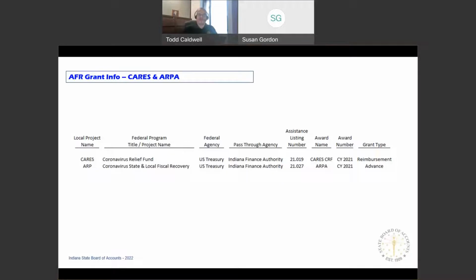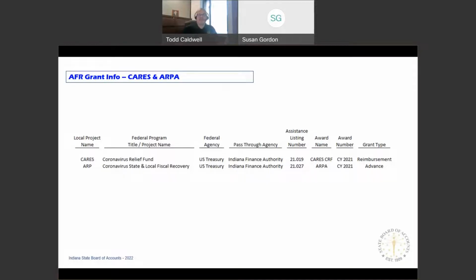So you're going to make sure you have the program name, the federal agency, the pass-through, and what used to be the CFDA number and is now the assistance listing number. For an award number, there isn't one provided. Normally your other grants, like maybe from the state or from the Department of Justice, your grant paperwork will have the grant award number in it. It'll have that assistance listing number in it.